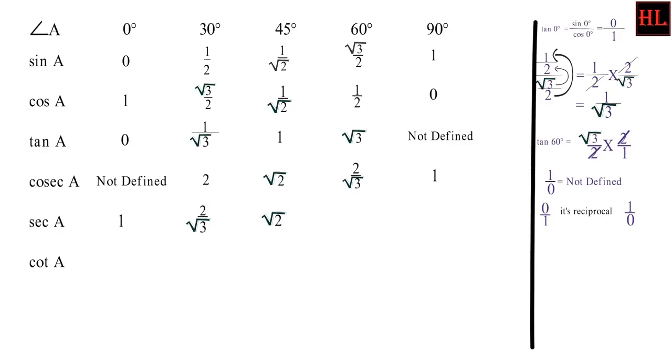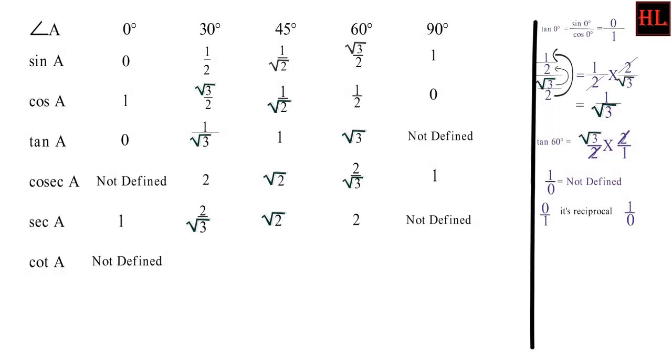For sec 60, reciprocal of 1 by 2 will be 2, therefore sec 60 is equal to 2. For sec 90, we'll take reciprocal of 0, which will be 1 by 0, hence sec 90 is not defined. For cot A, we'll take reciprocal of corresponding values of tan A. For cot 0, we'll take reciprocal of 0, hence cot 0 will be not defined.